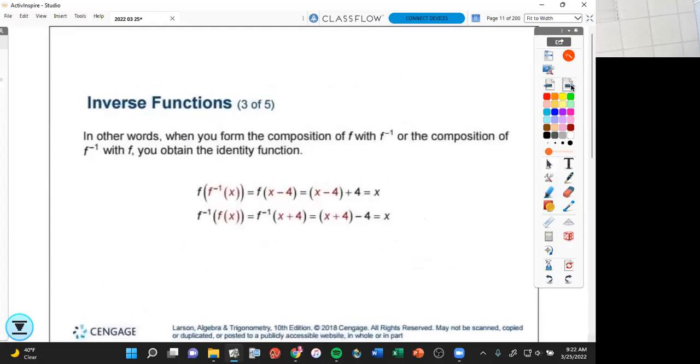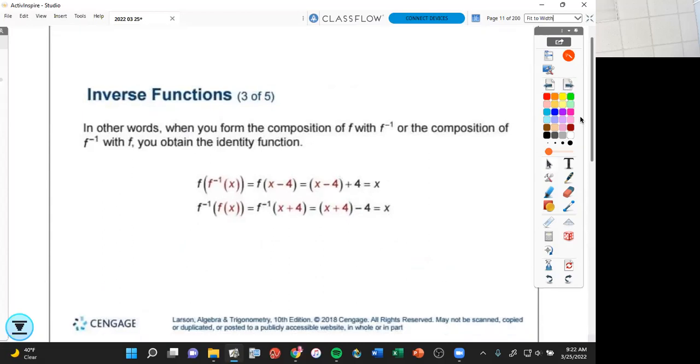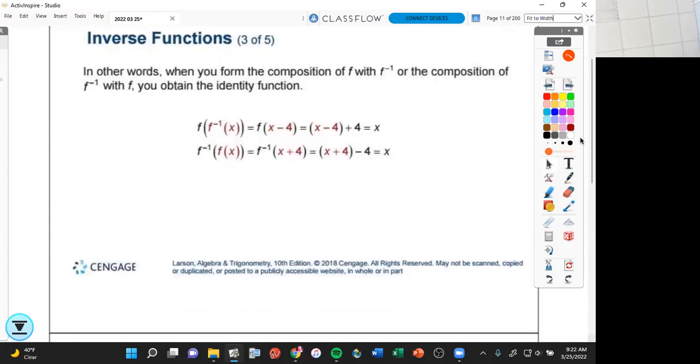When you form the composition of f with f inverse, or the composition of f inverse with f, you will get the identity. And here it is worked out. I'm going to go ahead and work it out again step by step. Our f function, f of x, was x plus 4, right? And our f inverse of x was x minus 4.